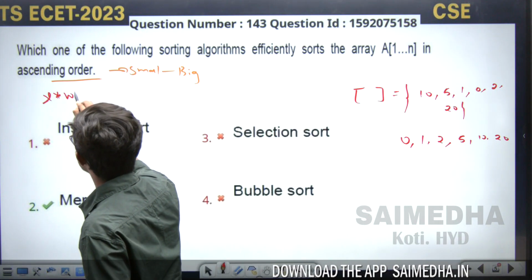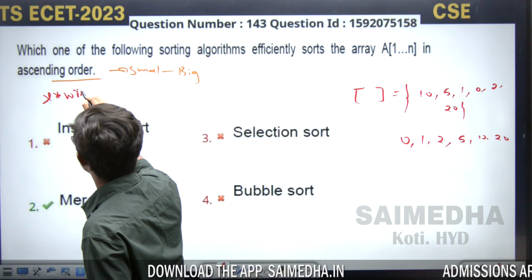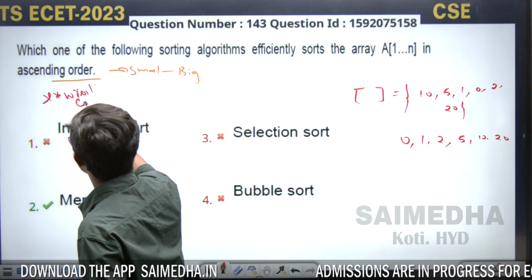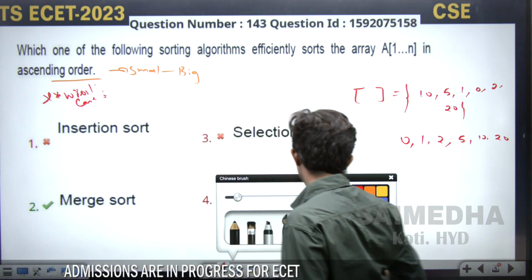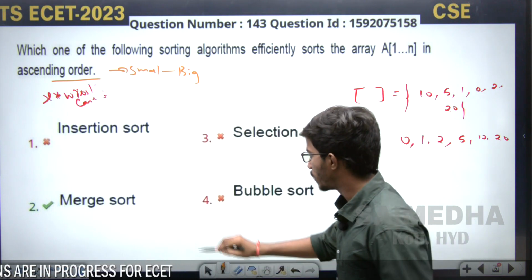Always consider the worst case scenario only. Always, in real time, we consider the worst case scenario. Worst case scenario means worst case time complexity. Let's quickly write the time complexities for all the algorithms.